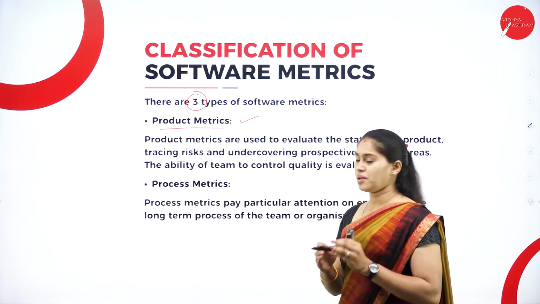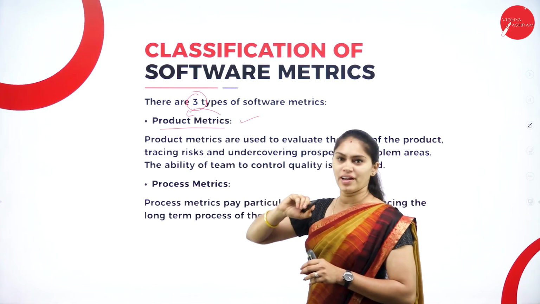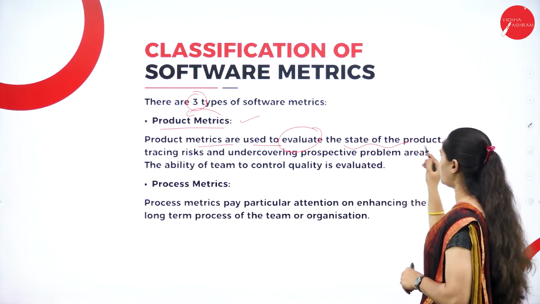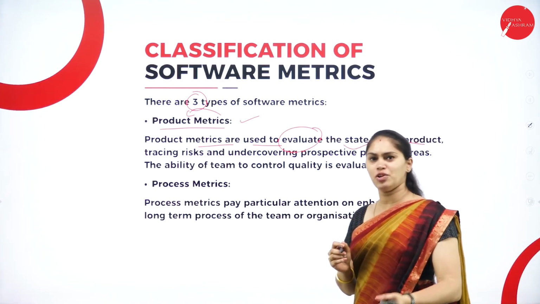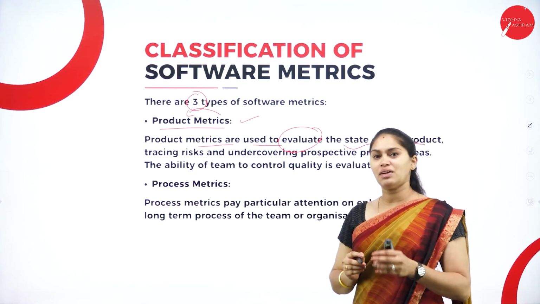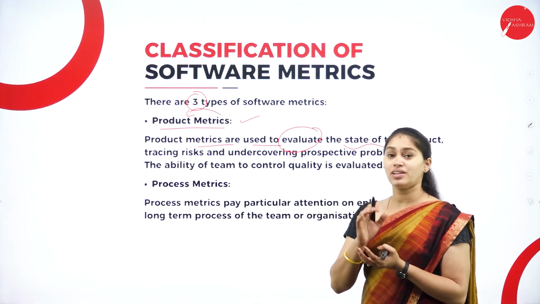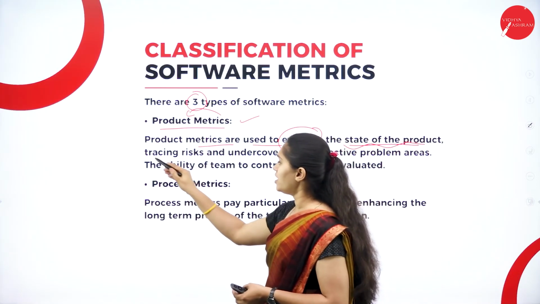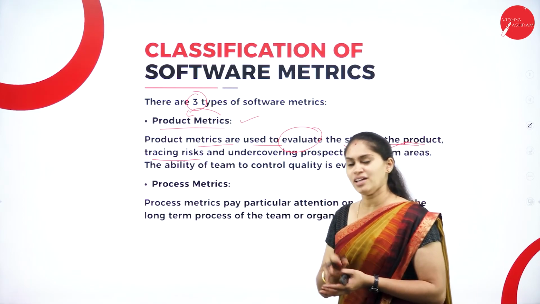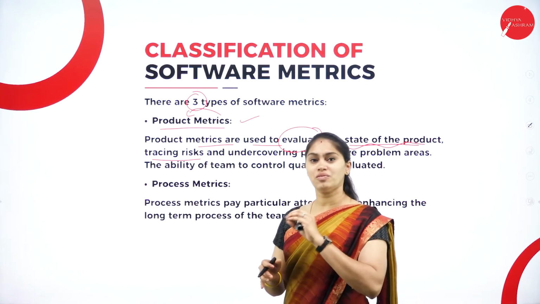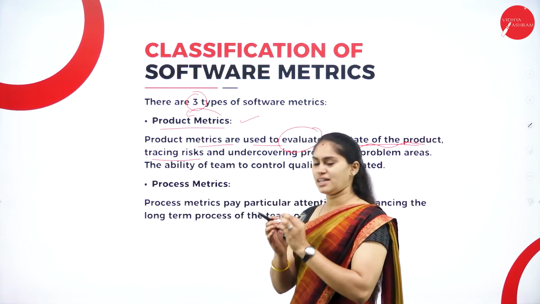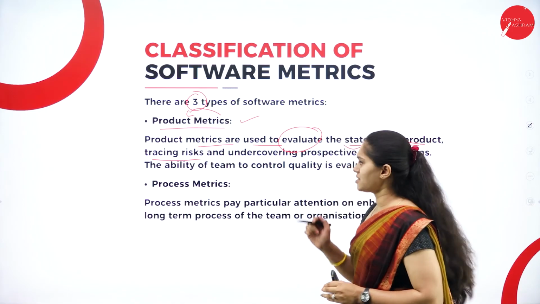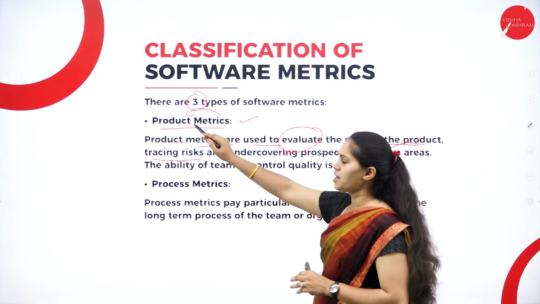Then how can we apply these metrics in terms of product? These product metrics are used to evaluate the state of a product. What is the state of a product? Take the tomato example: we check whether it is ripe or unripe for usage. That is the state of a product. And also tracing risk. If I buy it today, can I use it tomorrow or not? We have to check about its risk, and also how to diagnose that risk.